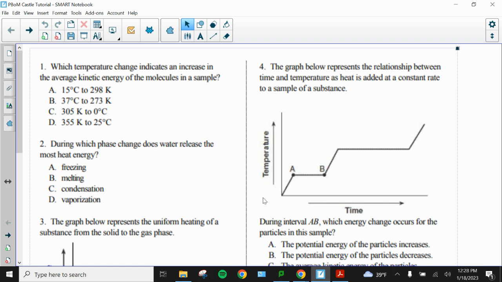My fabulous chemistry faithful. This is going to be the review of the PBoM Castle Prep to help you study for your test.